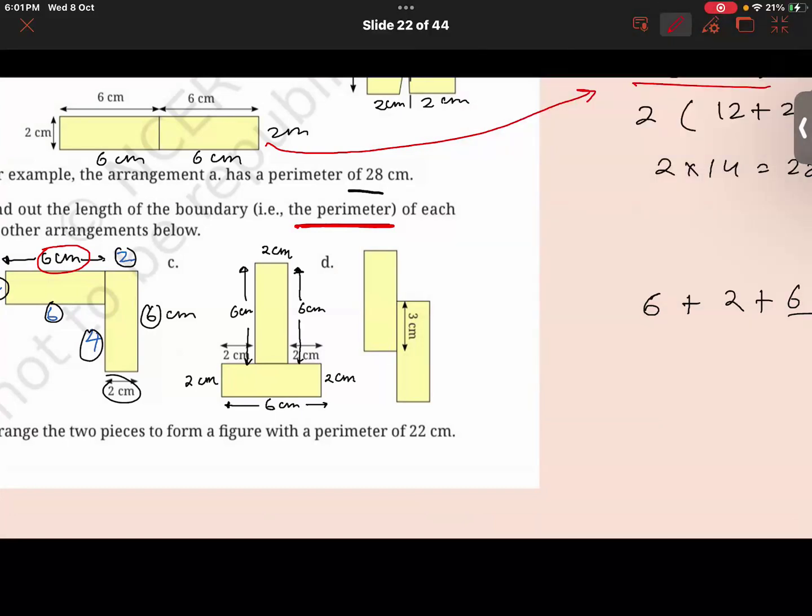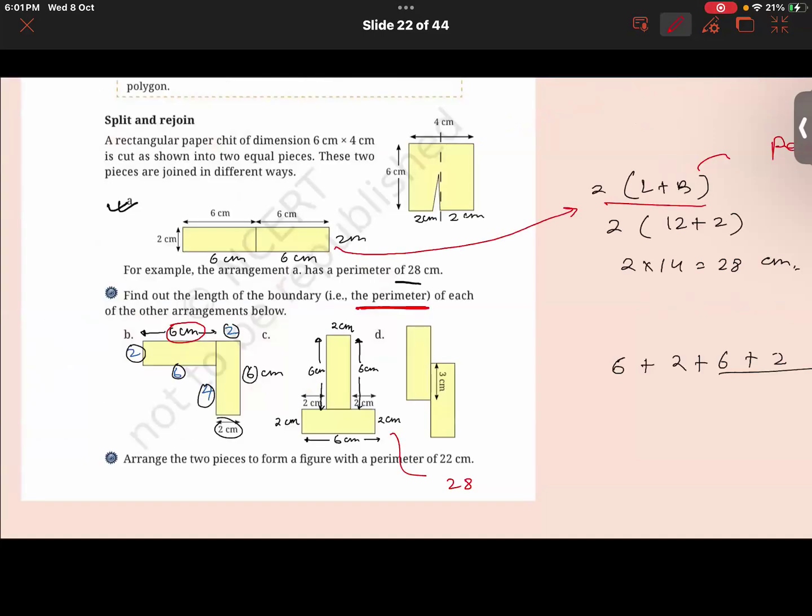2 plus 6, like 1 plus 1, plus 6 and 20. 28 again. Again 28. Very good. Okay.